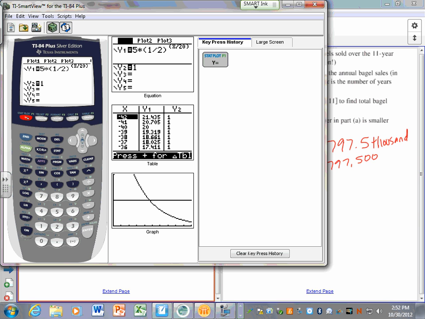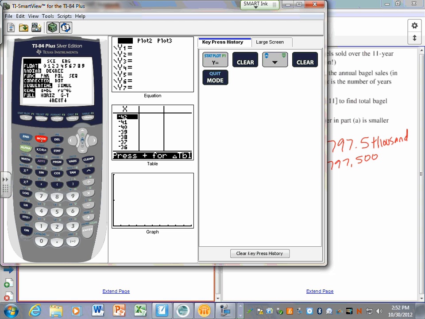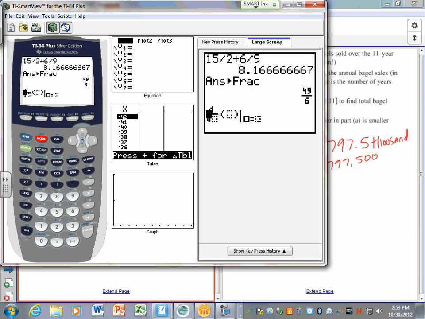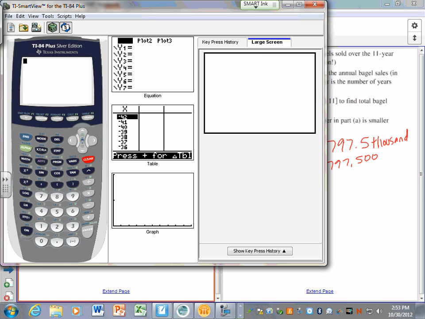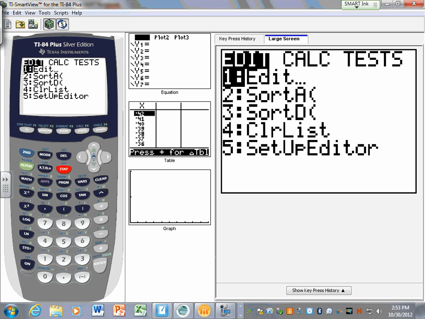And so just be on that home page there. Trying to get my page right. Clear, clear, clear. Okay. The first thing you're going to do is go to your stat button. So stat is right down here below delete. And you should see this. And then we want to edit the statistics that we're putting in there. So edit's number 1. You can either hit number 1 or you can hit enter.